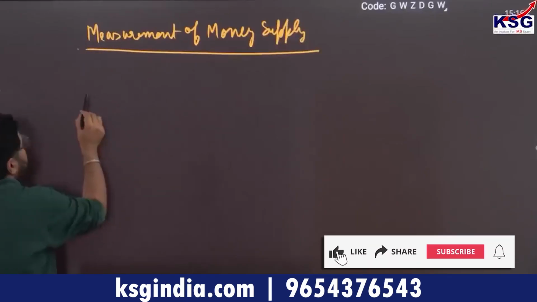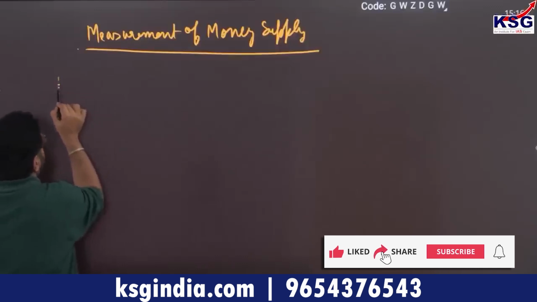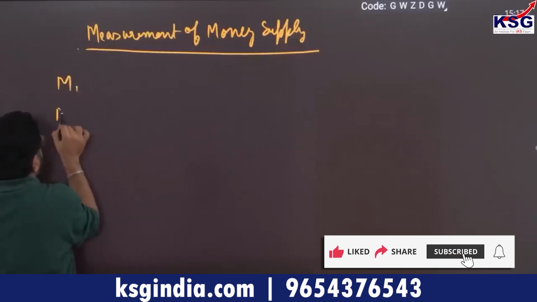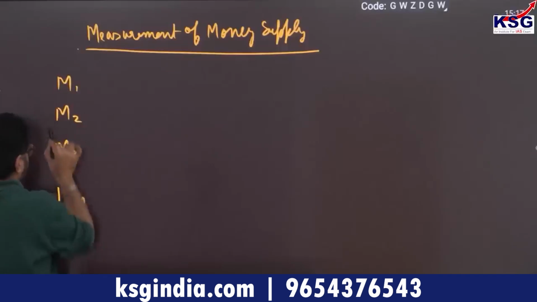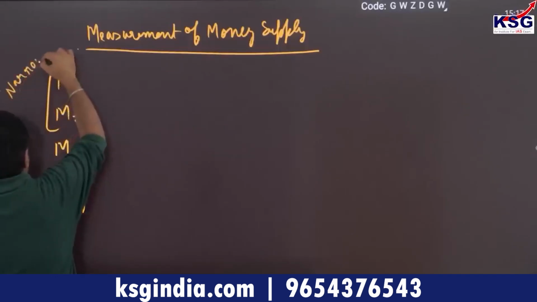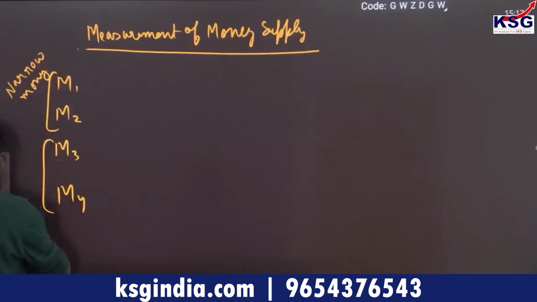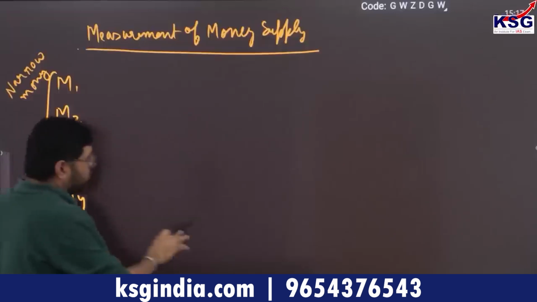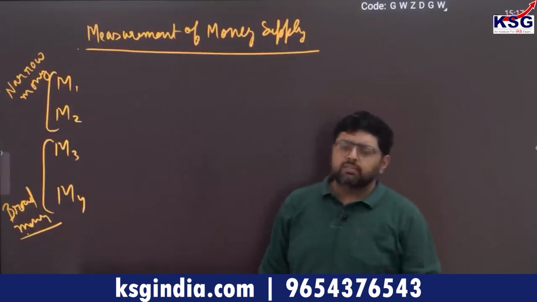Now when we talk about measurement of money supply, for measuring money supply we have 4 tools: M1, M2, M3 and M4. So M1 and M2 are called narrow money, and M3 and M4 are called broad money. Now first of all we'll see the formula and then we'll see the logic.